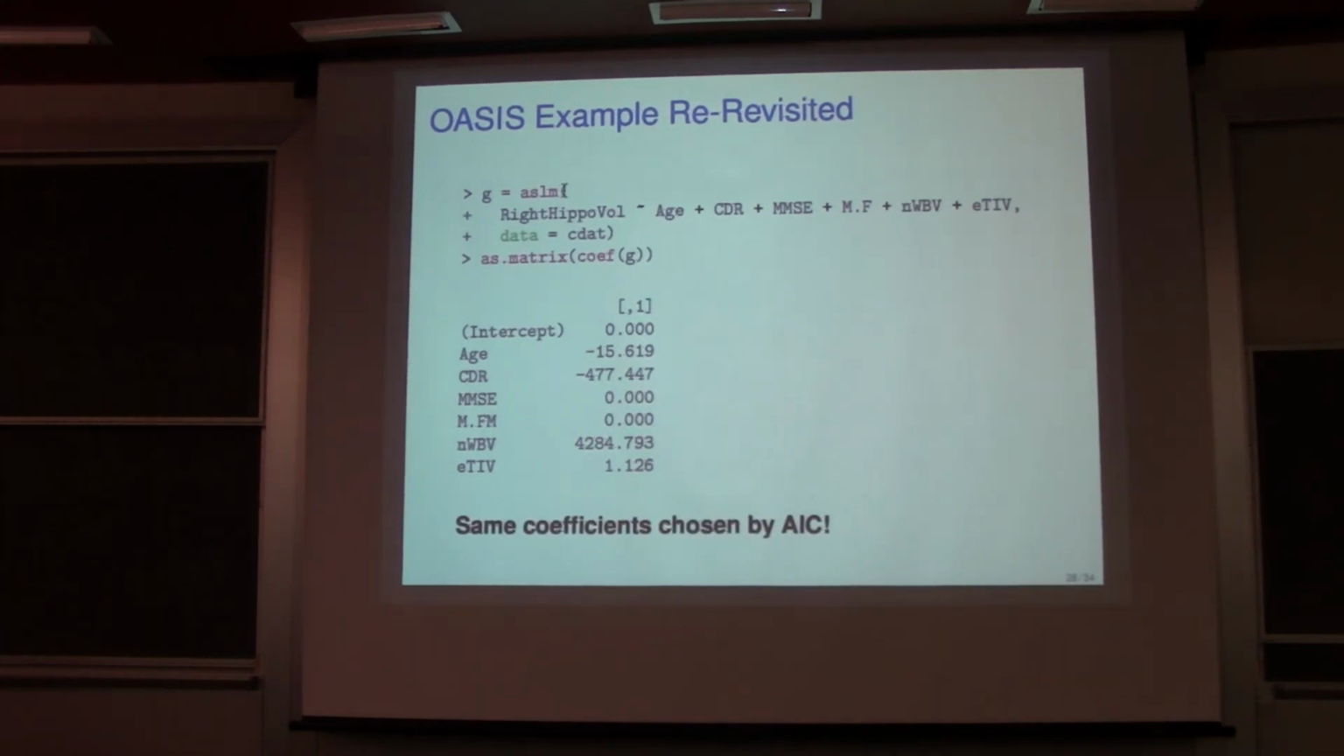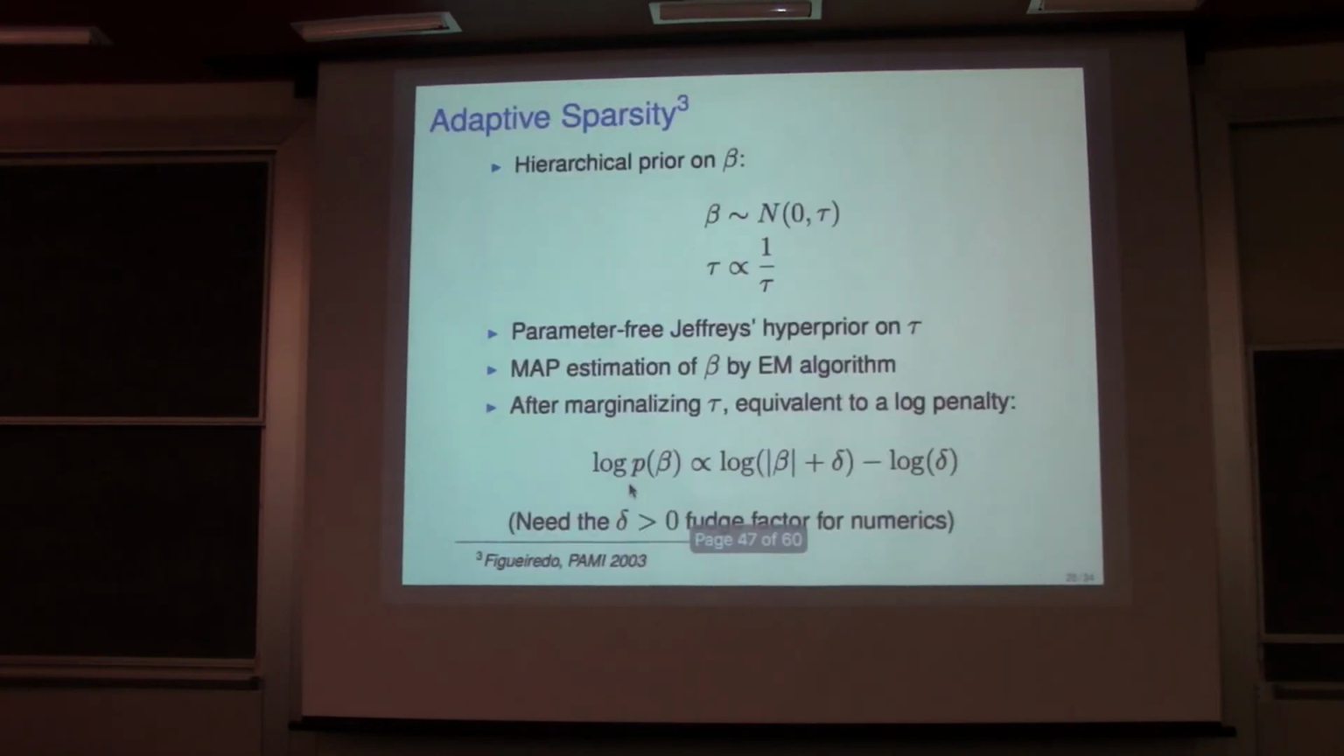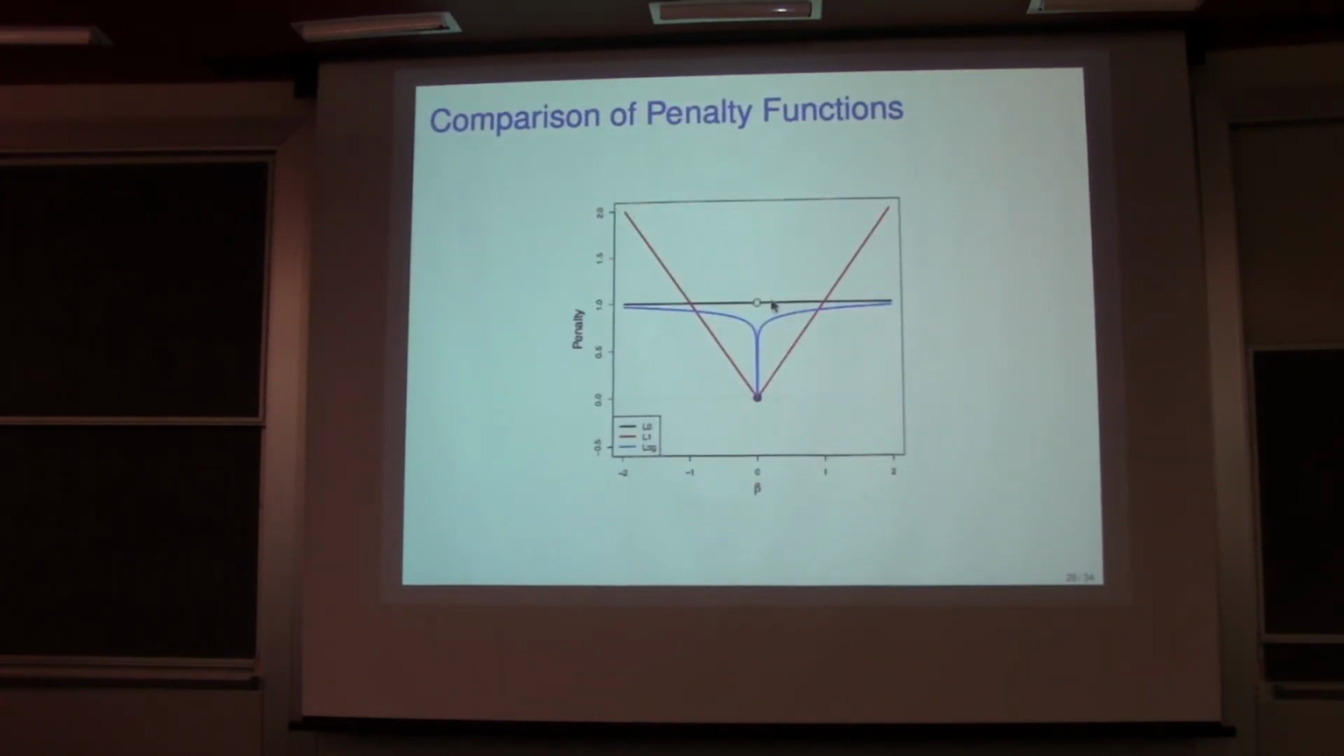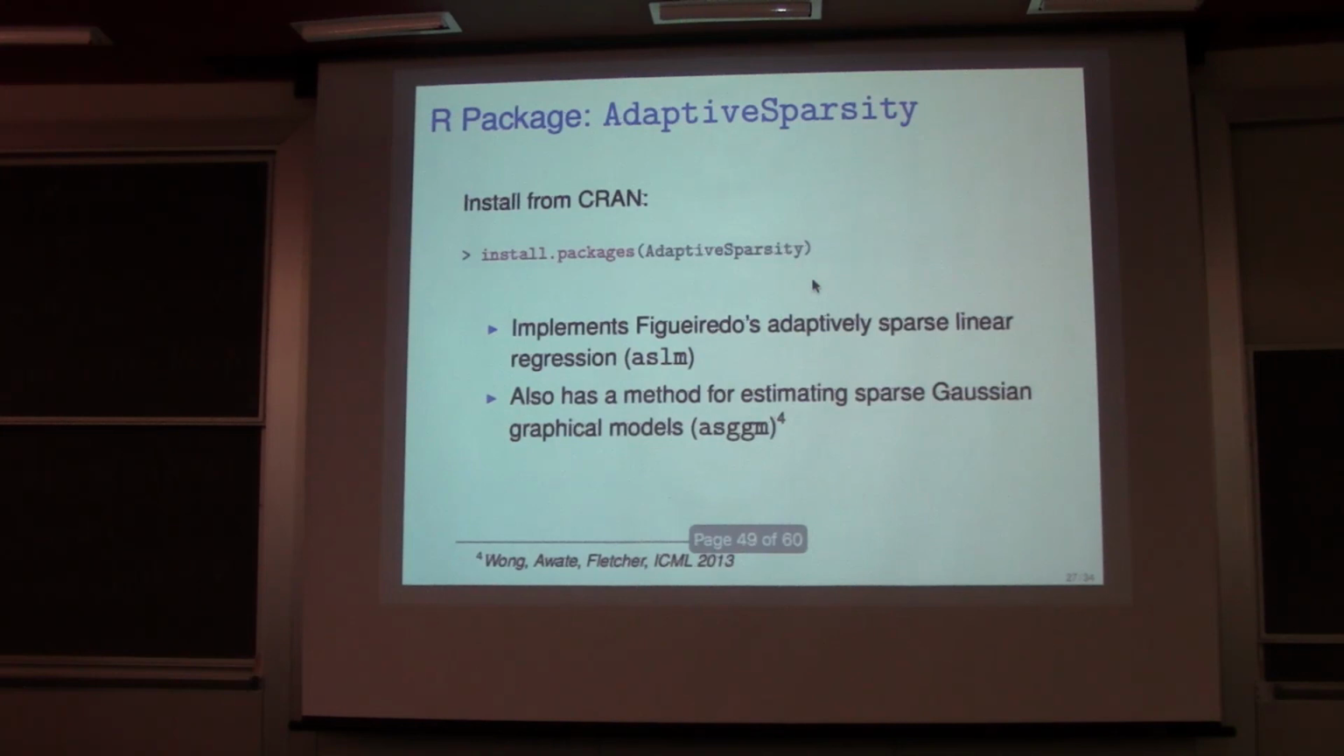If you do this adaptive sparsity for this linear model, it chooses the same age, CDR, whole brain volume, and intracranial volume, and sets the other things to 0. So it's the exact same selection that AIC gave us. And it makes sense because we're getting a lot closer to what AIC is equivalent to.